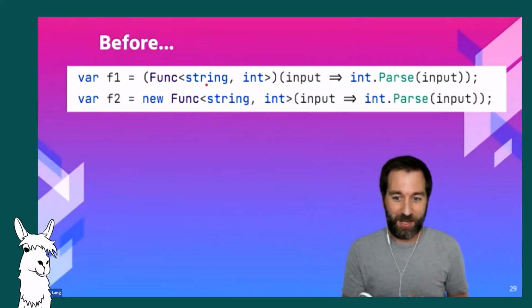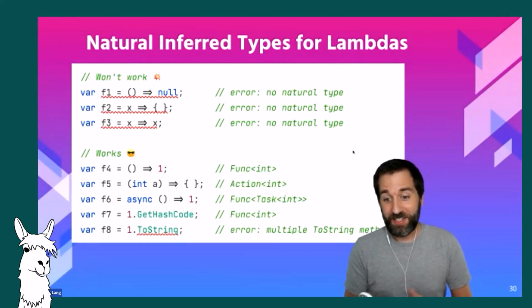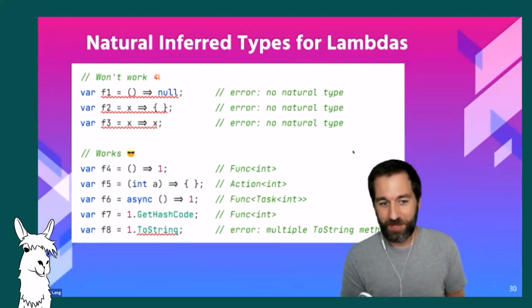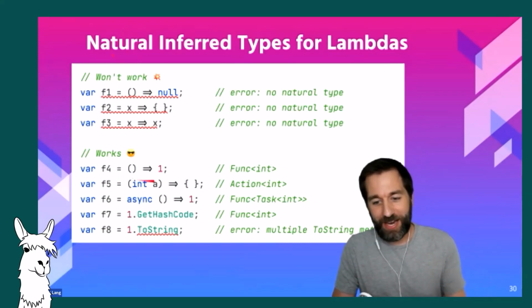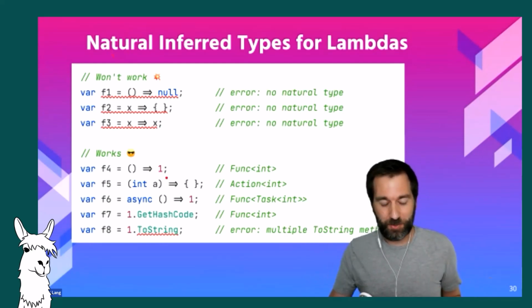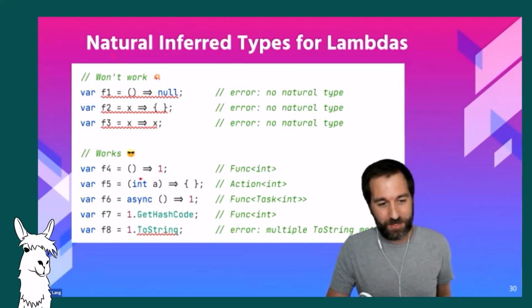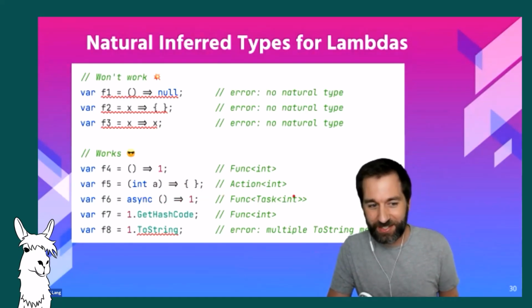So this is, I think, amazing. In C# 10, we'll now have natural inferred types for lambdas. So going for this example here, on this line, for F4, we can just write a lambda, and C# is now going to infer a delegate type for us, which is awesome. So in this case here, it'll infer a Func of int. Likewise, on the next line, we'll get an Action of int. If we use async, it's going to infer a Task. So we get Func of Task of int here.